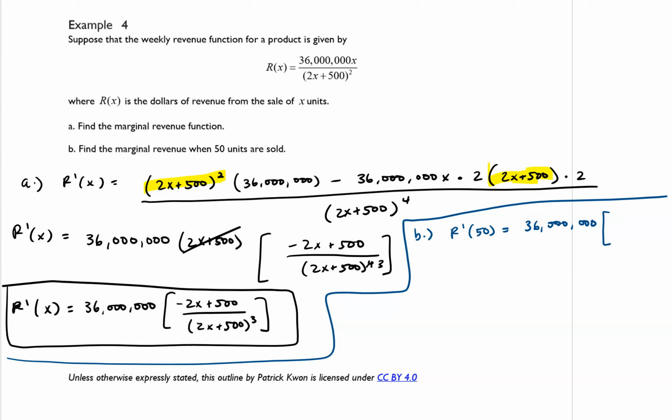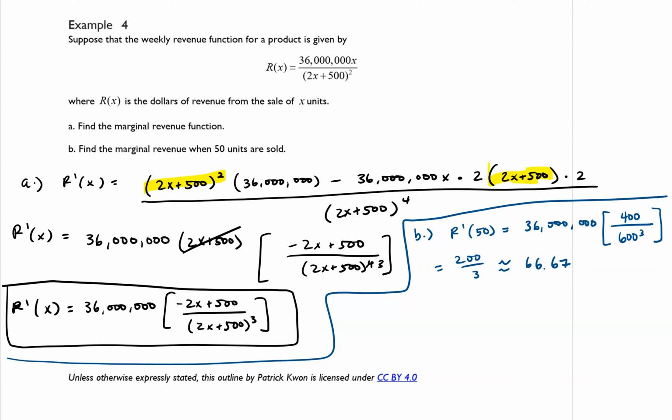negative 2 times 50 is negative 100. So our numerator would be 400 over 400 cubed. No, I'm sorry, that's not right. 2 times 50 is 100, 100 plus 500 is 600. So that would be over 600 cubed, which is going to simplify to 200 over 3, which is approximately 66.67.